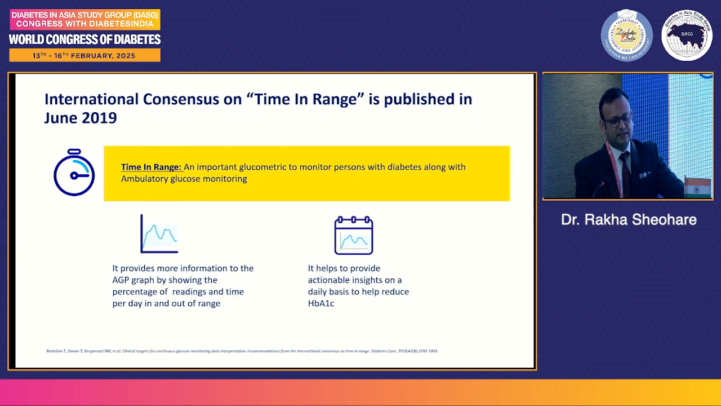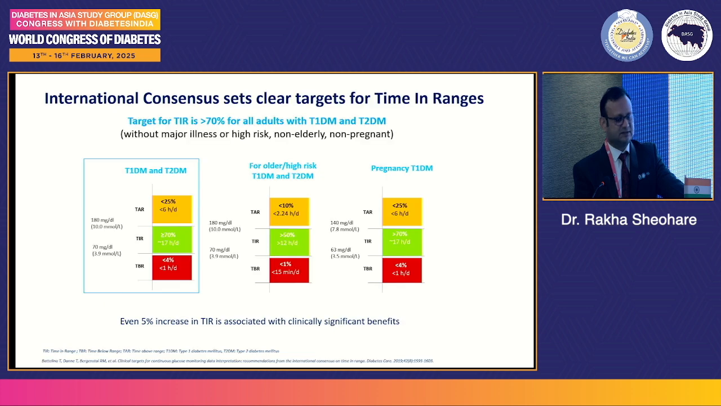So the international consensus on time in range was published way back in June 2019, and it provides more information to the AGP graph by showing the percentage of readings and timing per day in and out of range. So it helps to provide actionable insights on a daily basis.